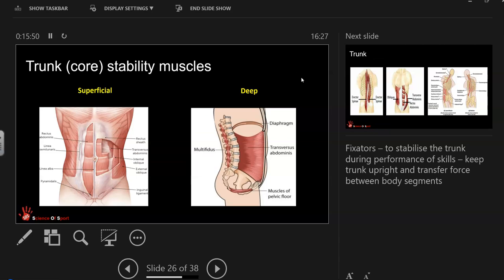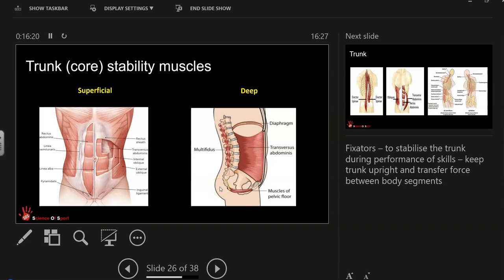Okay, so let's look at the trunk. So the trunk is around your waist really, this band around the middle of you. We've got some more superficial muscles, and the muscles that are superficial are more towards the skin surface, the surface of your body, rather than deep within your body. The more superficial muscles are rectus abdominis here and external obliques. So the obliques are on your sides there.